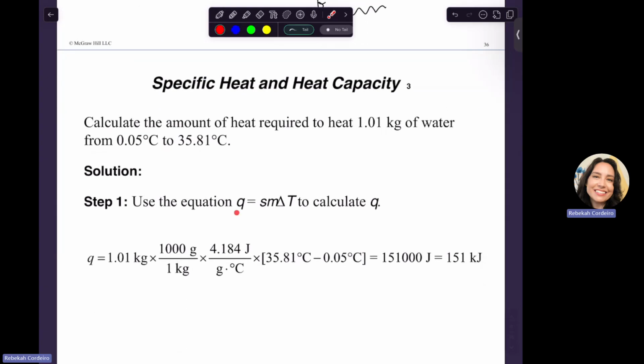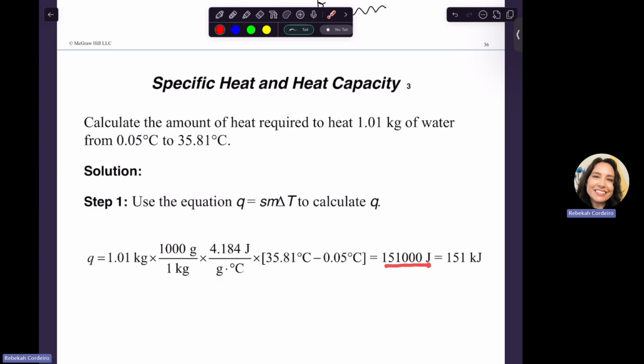So we're going to use this equation because we're given mass, and then we can go grab our specific heat, which is here. Notice the unit for specific heat is grams, so we change our kilograms to grams, and then we multiply by the change in temperature. Notice that it is the final minus the initial, and we multiply by our specific heat, of course. So we're just following this formula.